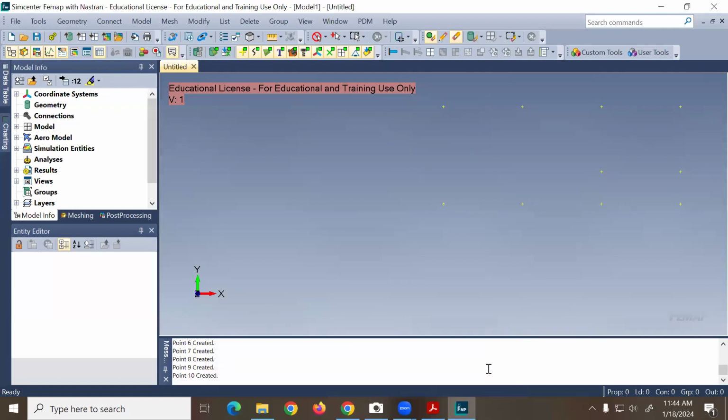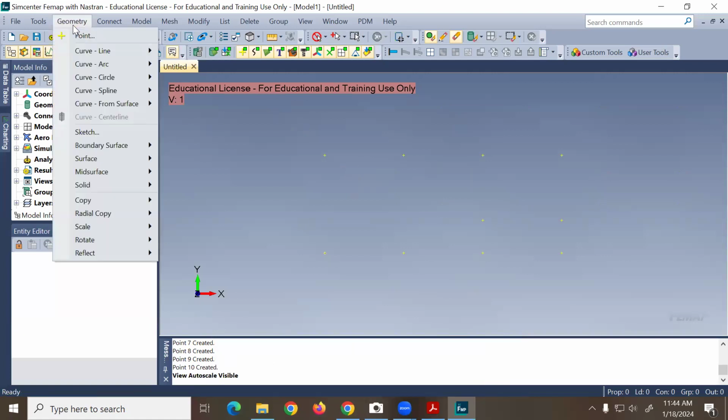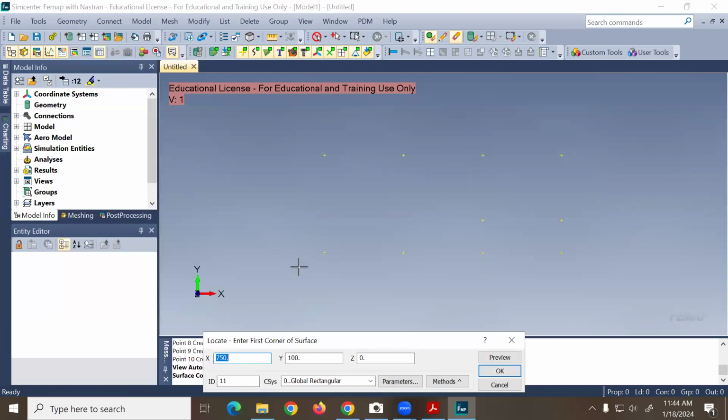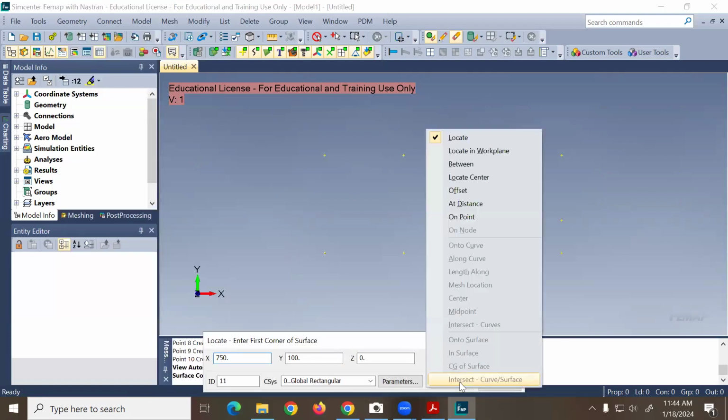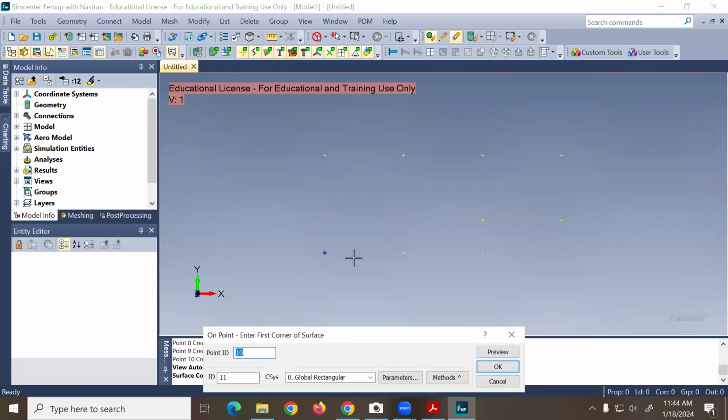All right. Control A, that centers the image. So you have all the points. Now we need to create the panels. To create the panels, we're going to create surface, corners, and methods on points. So we created the points. After you see the points, you click on enter.